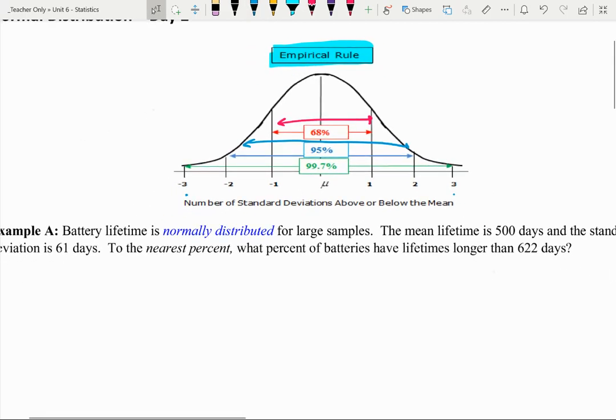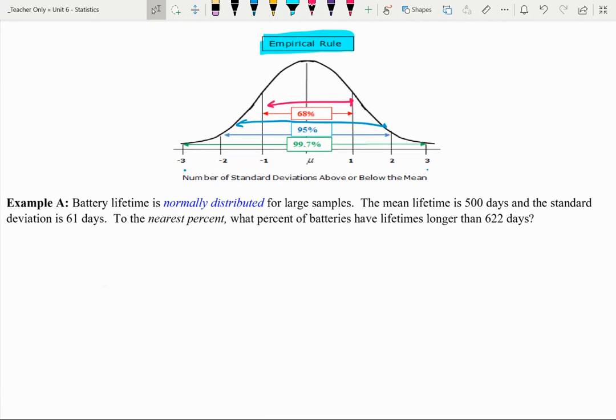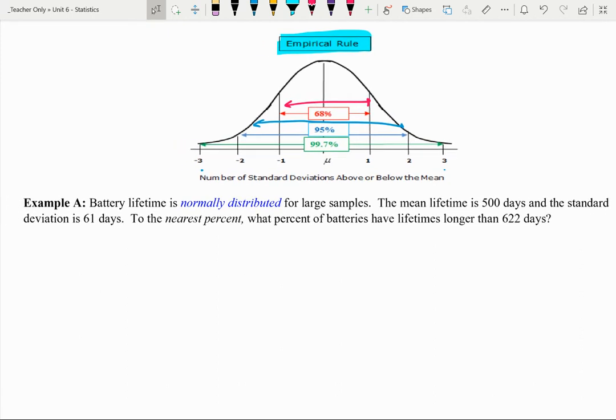So we're going to do a couple questions together, and then I'm going to have you do a couple practice questions on your own. So, battery lifetime. In example A, we're talking about batteries and how long batteries last. The mean lifetime is 500 days, and the standard deviation is 61 days. The question we're trying to answer: to the nearest percent, what percent of batteries have lifetimes longer than 622 days?